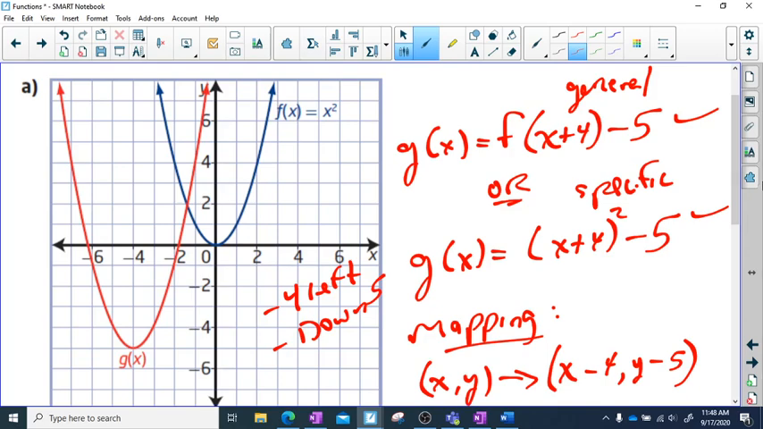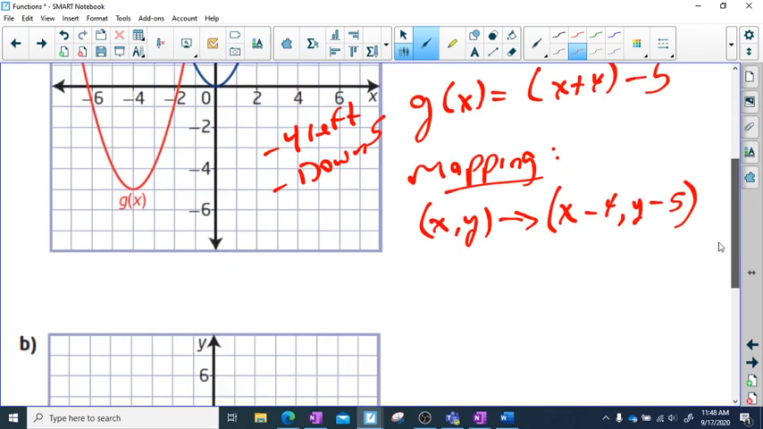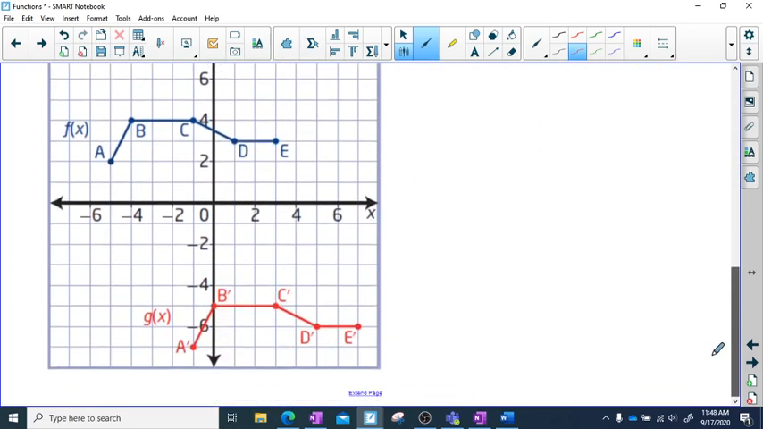I got another one here we'll just look at. So if I looked at this graph and I wanted to identify a function, how did I create g of x? I created g of x by taking function f and moving. If you look at this, they're the exact same shape. So I haven't stretched it or flipped it over or anything like that. All I've done is move it left and right and up or down.